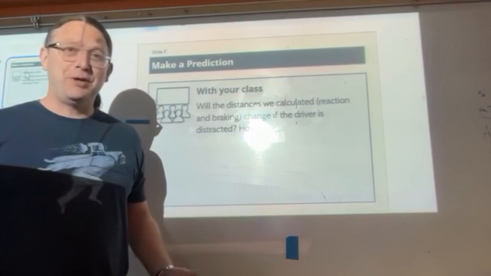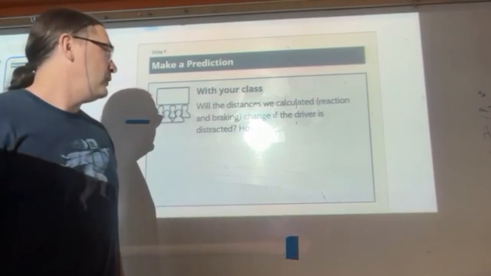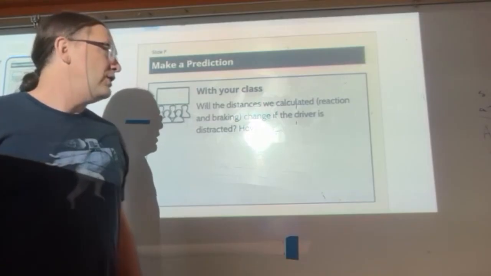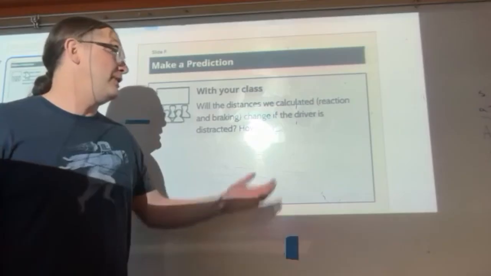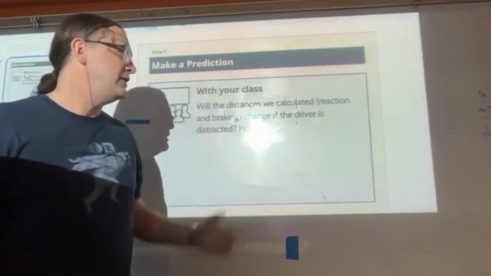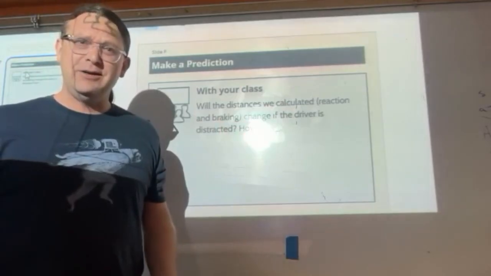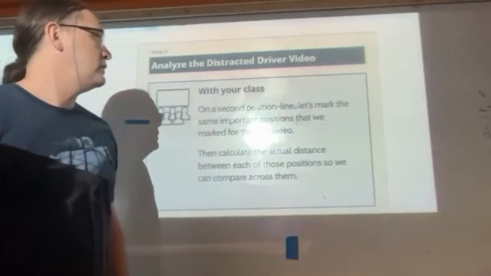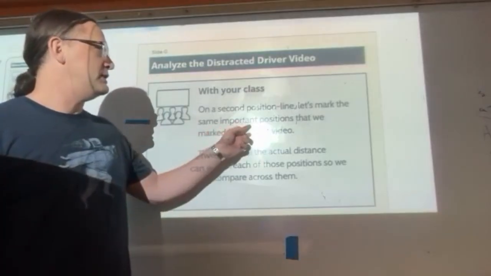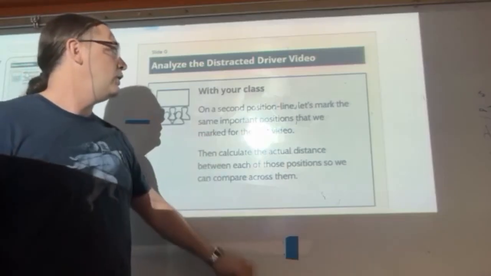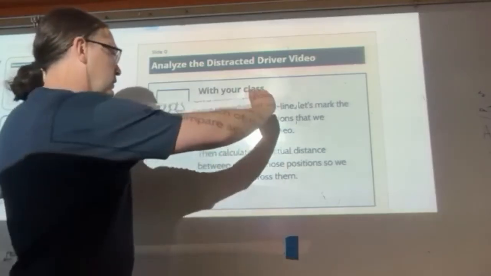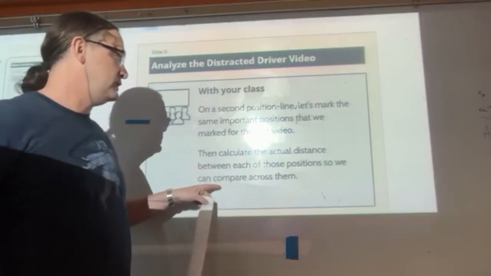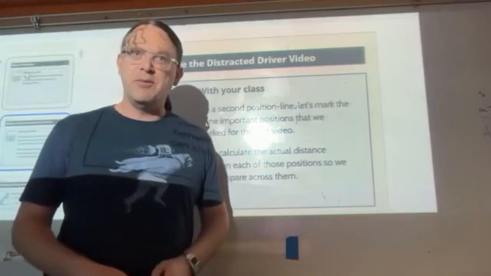Now, let's make predictions of what will happen when we look at a driver who is distracted. Will the distances we calculated for reaction and braking change if the driver's distracted? How? Let's mark the same important positions that we marked for the first video on a second position line. Then we'll calculate the actual distances between those positions so we could compare across them.